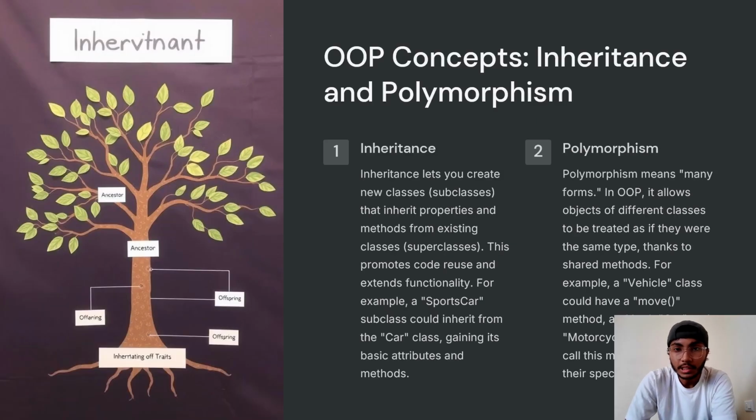OOP concepts: inheritance and polymorphism. Inheritance. Inheritance lets you create new classes, subclasses, that inherit properties and methods from existing classes, also called superclasses. This promotes code reuse and extends functionality. For example, a sports car subclass could inherit from the car class, gaining its basic attributes and methods. Polymorphism. Polymorphism means many forms. In OOP, it allows objects of different classes to be treated as if they were the same type, thanks to shared methods. For example, a vehicle class could have a move method, and both car and motorcycle objects could call this method to move in their specific ways.